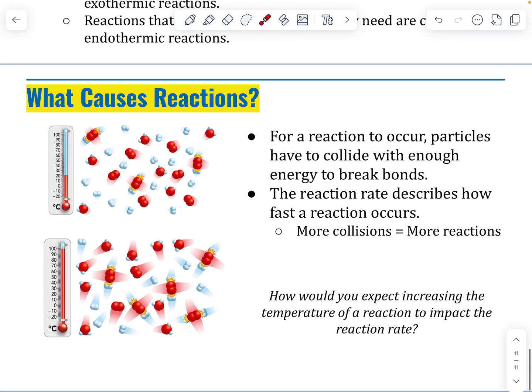And so what's causing those reactions? For a reaction to occur, particles have to collide with enough energy to break bonds. The reaction rate describes how fast a reaction is occurring. So often if we increase temperature, then we're going to have more collisions, and our reaction is going to occur faster. And we are, again, going to spend more time talking about that in our chemical reaction unit.